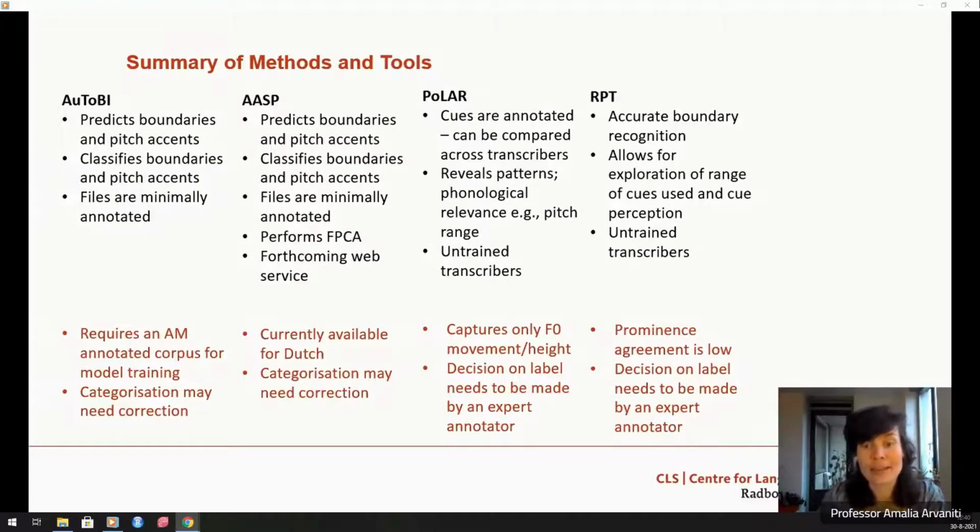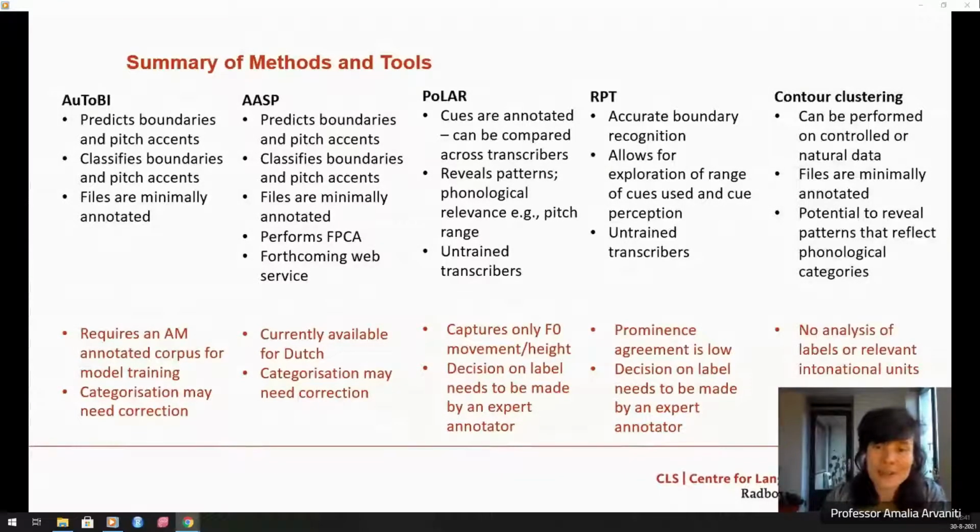Decisions on labels will also need to be made by an expert annotator. So if you choose to investigate further the boundaries and pitch accent locations that are marked or agreed upon by different annotators, an expert annotator will have to step in to annotate these for the labels in the Autobi system or of the language that is being investigated.